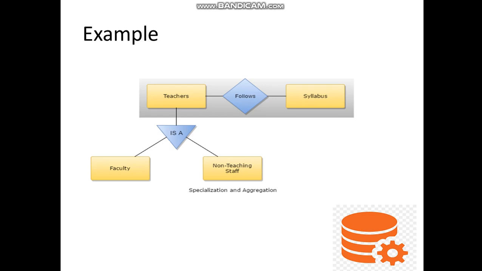Now, teacher is a faculty and non-teaching staff. So this is an example of specialization where two entities we are combining to form a single entity.